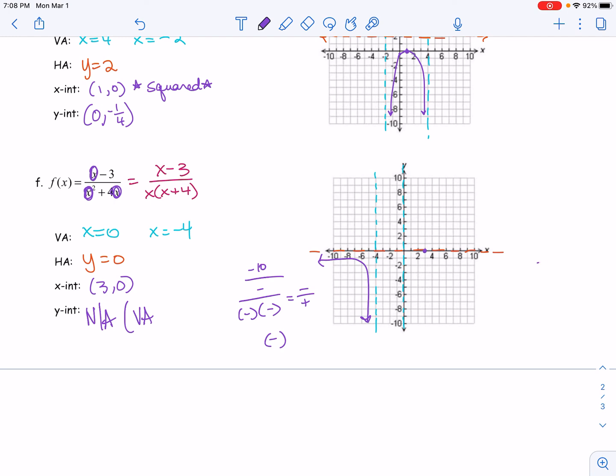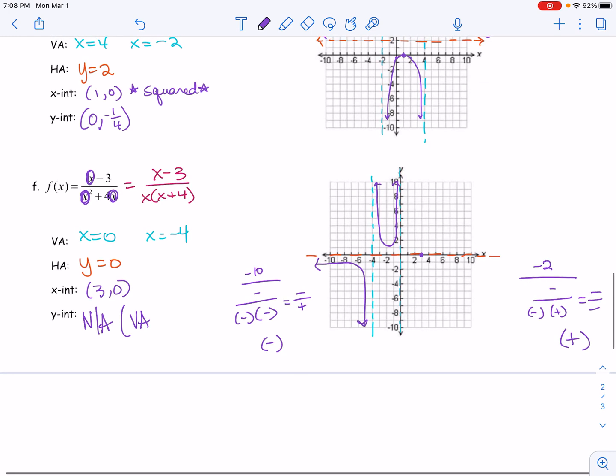When x is -2, I have -2 minus 3, which is a negative value, divided by x, -2, which is negative, times -2 plus 4, which is positive. Well, this gives me now a negative divided by a positive. I'm sorry, negative divided by a negative, which is positive overall. So when x is -2 in this middle region, it's going to be positive. So that means I need to do something like this. I cannot create an x-intercept that is not there. So I have to stay all positive in this middle region.